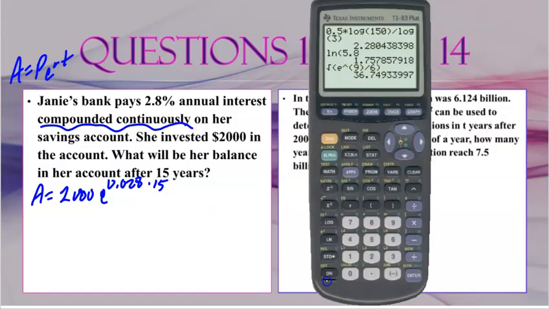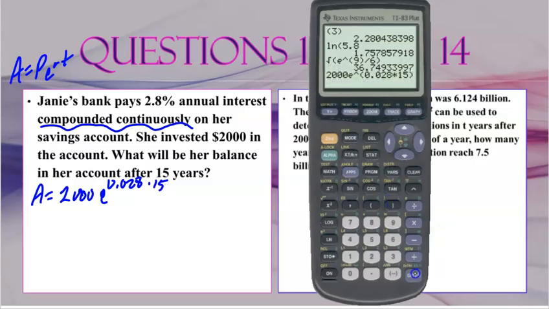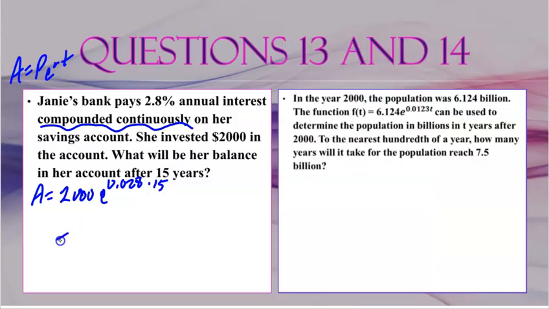So we grab our calculator here, and we have 2,000 times second natural log, and we have 0.028. And then we're going to multiply that by 15, end parentheses. That gives us an answer of $3,043.92. So A equals $3,043.92.